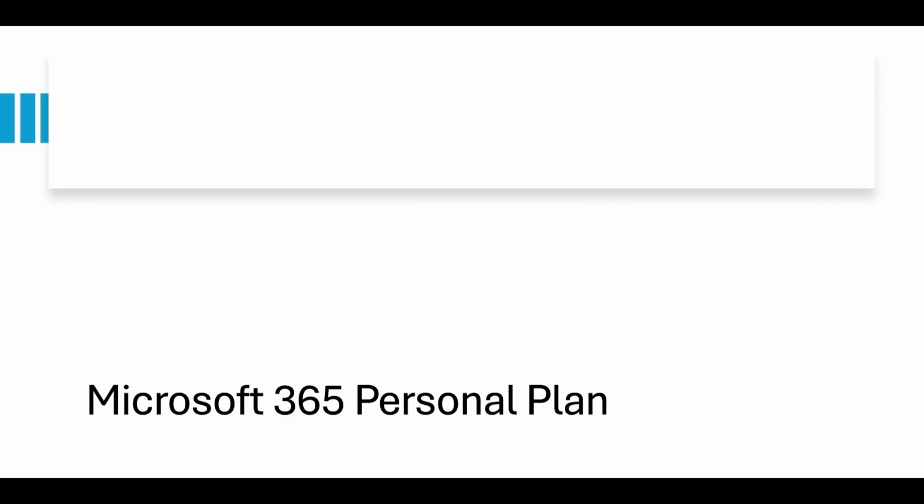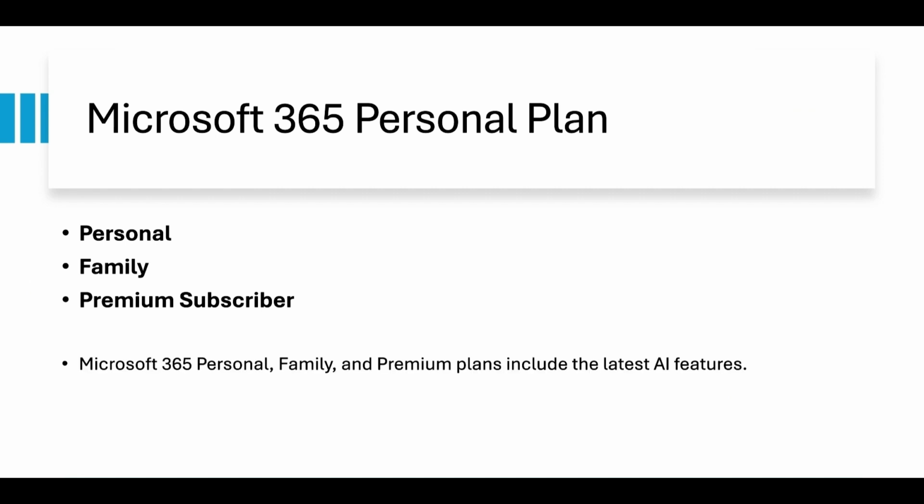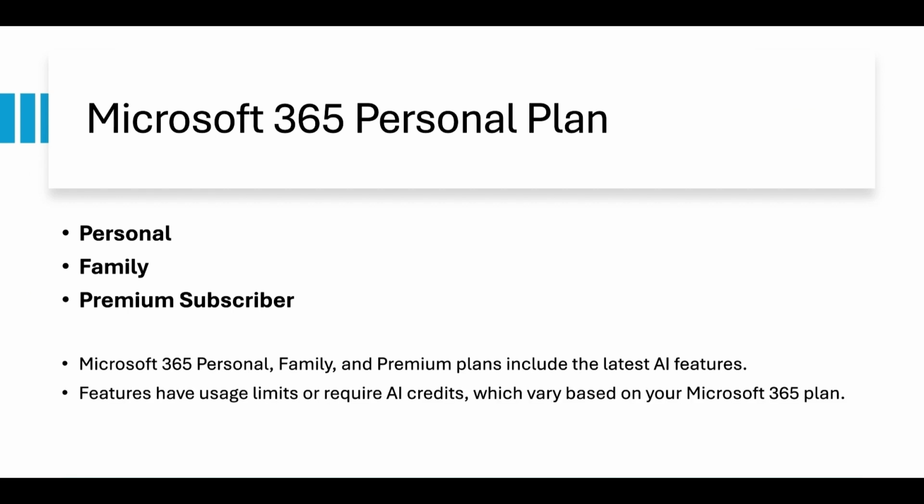So we have discussed about free Copilot and paid Microsoft 365 Copilot. Now we'll talk about Microsoft personal plan. So we have three options here: personal, family, and premium subscriber. So basically, these are the Microsoft 365 plans, not the Copilot plans. But these plans include latest AI features of the Copilot. These plans have features which have user limits or require AI credits, which will vary based on your Microsoft 365 plan, whether it's a personal, family, or premium. So we'll discuss now through a demonstration.